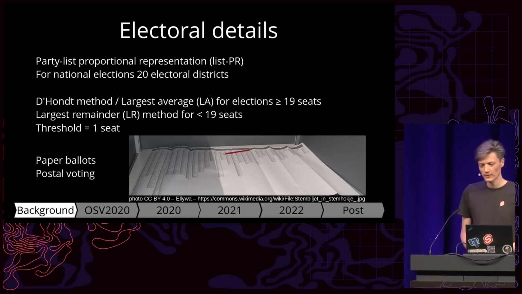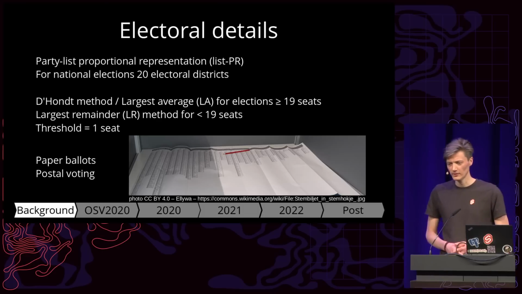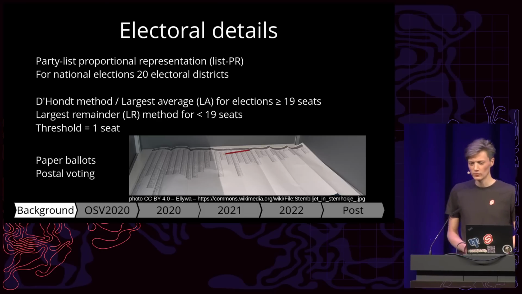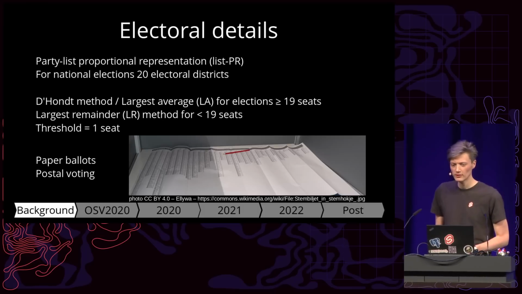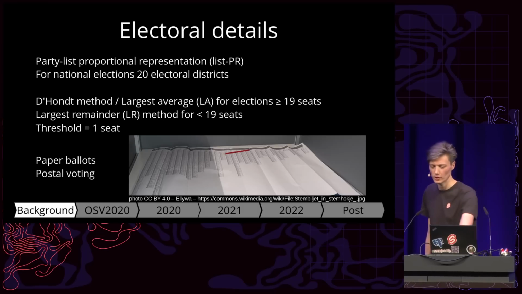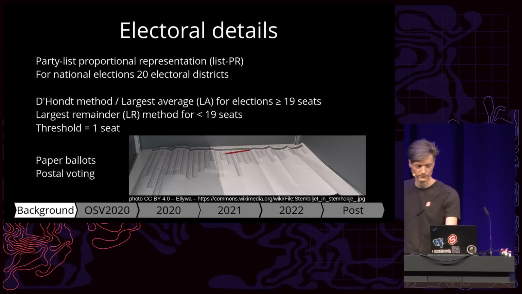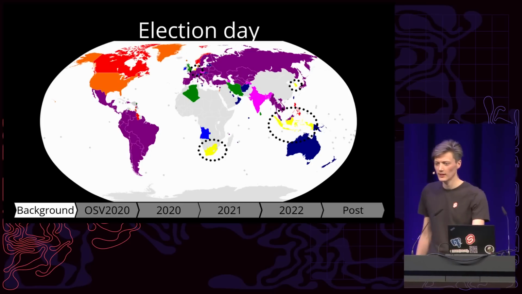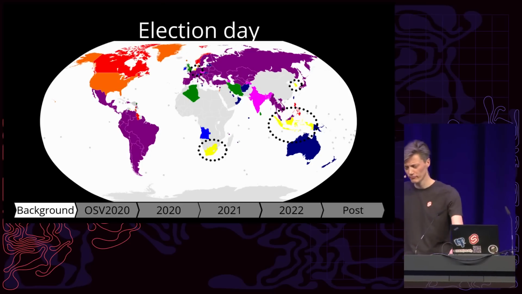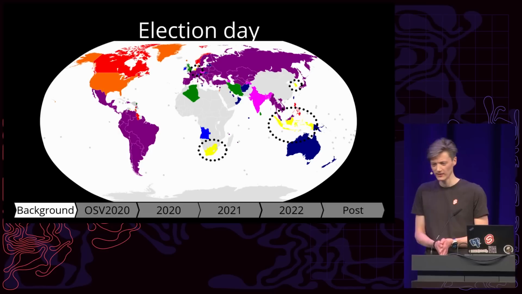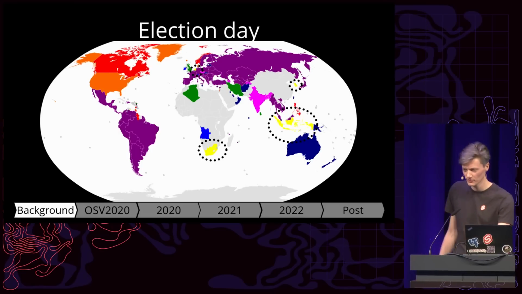And we use paper ballots nowadays again, and they can get pretty large, like in the picture you see here. And we do have postal voting, but only for Dutch people living abroad in national elections. There are 4 countries in the world that do elections on Wednesday. The Netherlands is one of those countries.